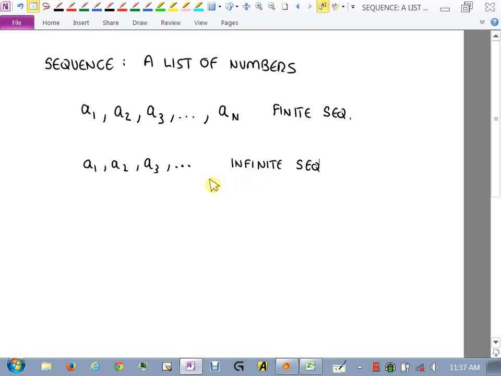All right, so we have finite sequences, infinite sequences. An example of a finite sequence: the even numbers between 0 and 10, including 0 and 10. So that'd be 0, 2, 4, 6, 8, 10, right? Finite sequence. Infinite sequence: all even numbers, right?